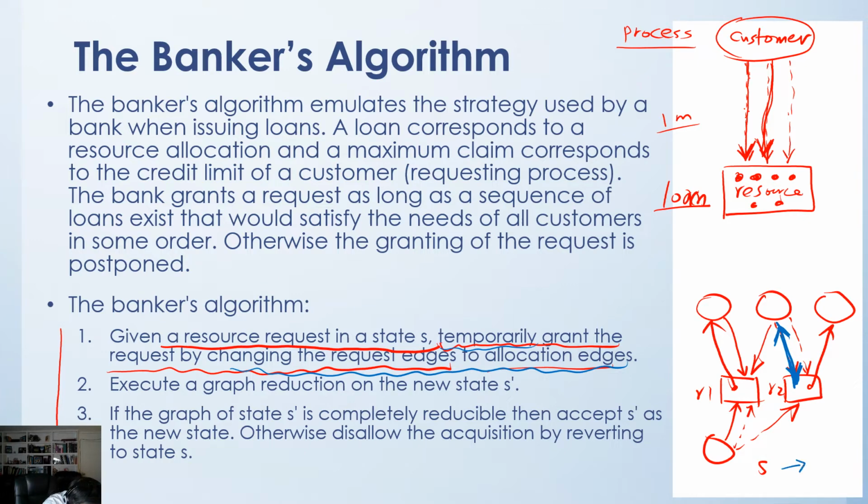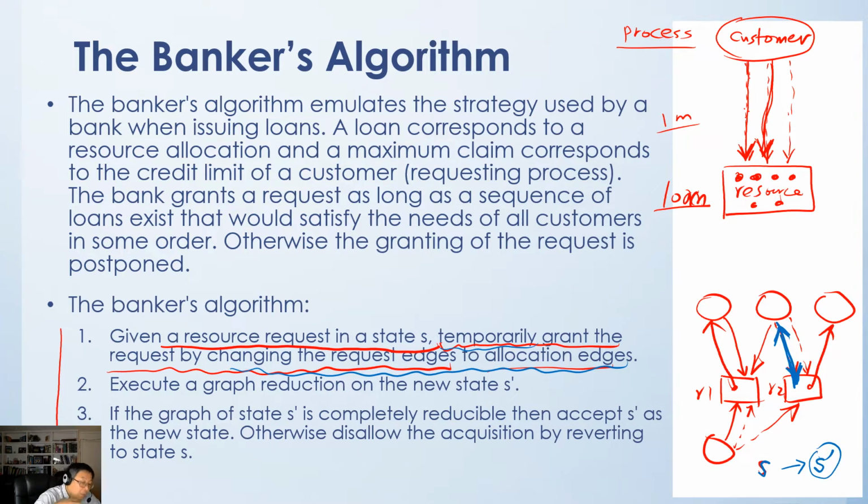So once this change is done, then we execute. We basically change the current graph S to S prime. Then we're going to execute the graph reduction algorithm on the new state S prime. So that's the new state. Now remember the graph reduction algorithm. So we basically eliminate all the unblocked processes and their edges, right? Then this is going to free up some of the resources, and make some of the blocked processes become unblocked. So then we remove the unblocked processes.